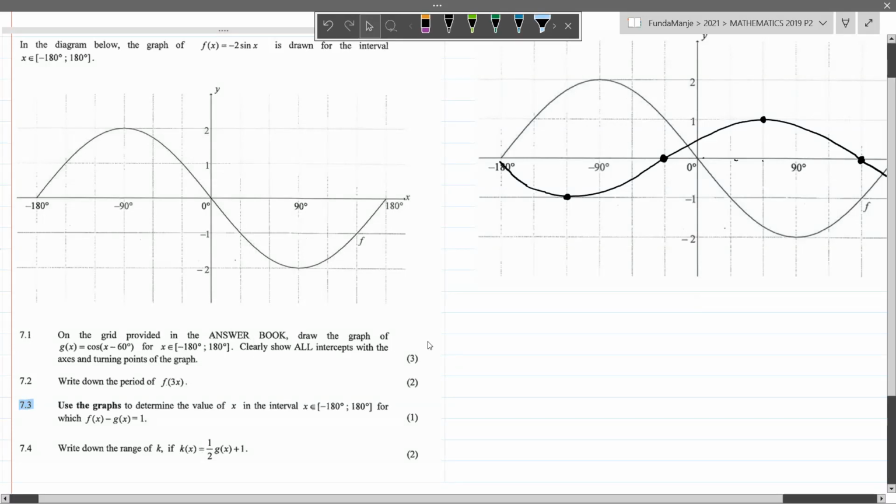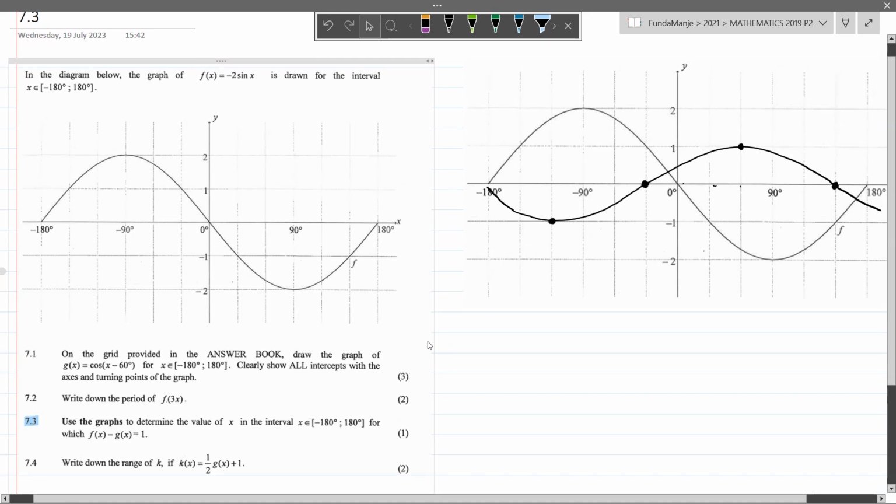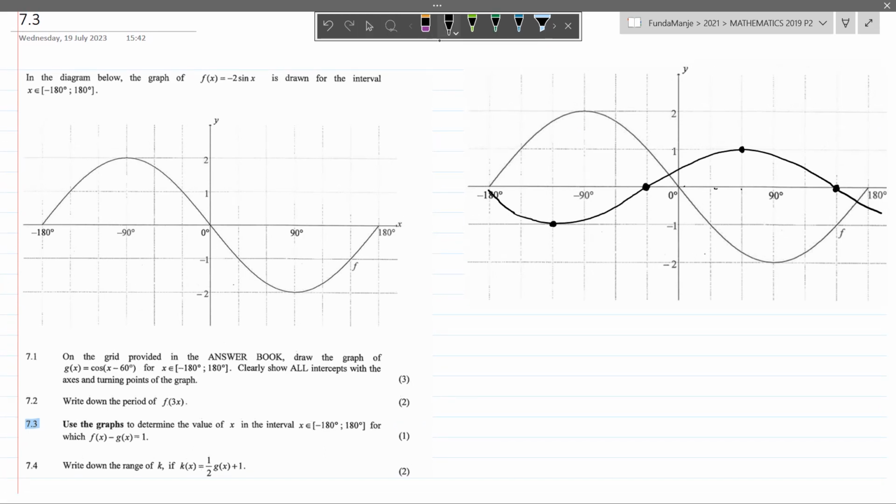7.3 says use the graphs to determine the value of x for which f of x minus g of x is equal to 1. So f of x is this one that we are given, g of x is the one that we draw ourselves. Now they're asking for the value for which f of x minus g of x is equal to 1, which means f of x needs to be greater than g of x by 1 whole unit.